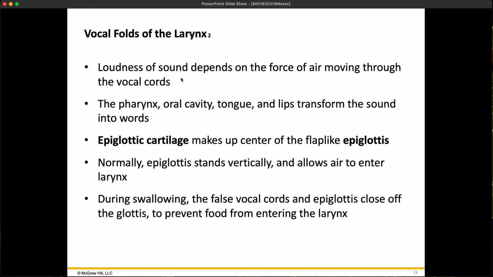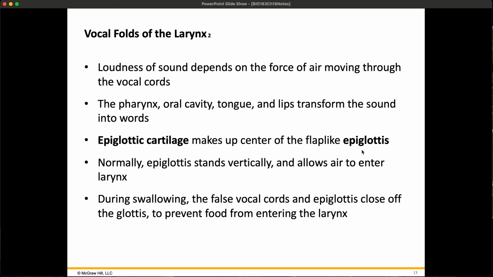The loudness of the sound depends on how much air you're forcing through. So if you don't force very much air through, the sound can be softer. And if you do force more air through, the sound gets louder. The pharynx, oral cavity, tongue, and lips turn that sound into words. You need all these structures to be working in conjunction with each other to be able to produce sounds that actually have meaning for us.